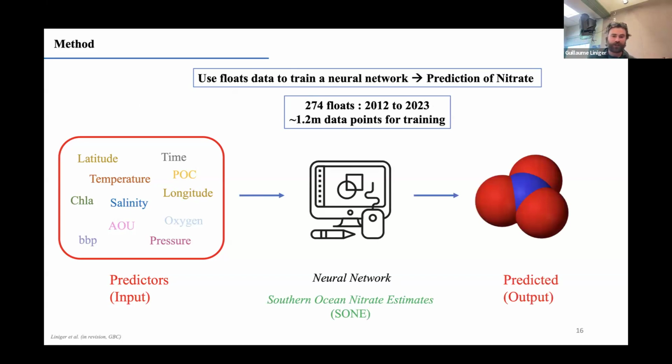different bunch of combinations and ended up with 7 predictors. Basically the idea is to come up with a nice trade-off between the number of predictors that we use and the robustness of the model prediction. And so we use latitude, longitude, time, temperature, salinity, pressure, and AOU. So for this study, we trained the 5 different neural networks, and we use the average output of the 5 as the main nitrate product that we use to derive ANCP.